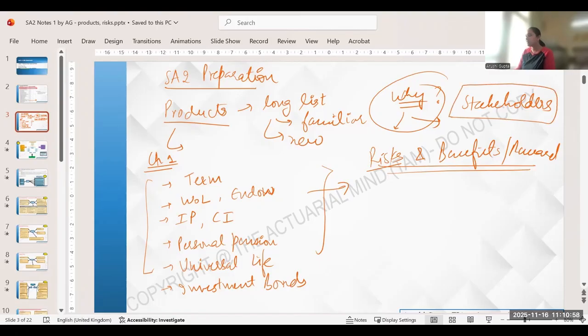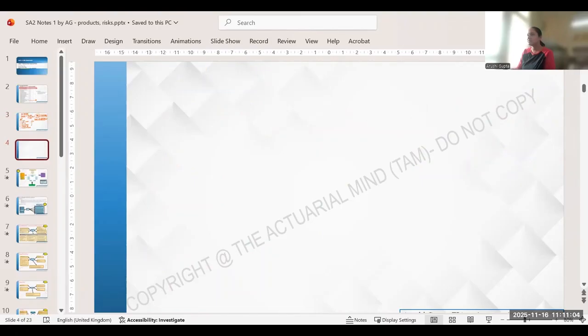Do we know that? For any product, yes or no? The policyholder and the company, the insurer. Yes, it's the policyholder and the insurer.